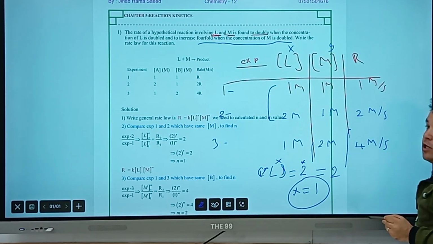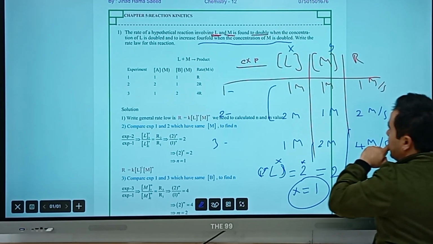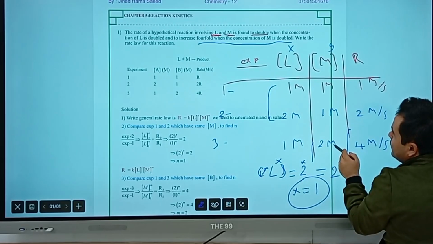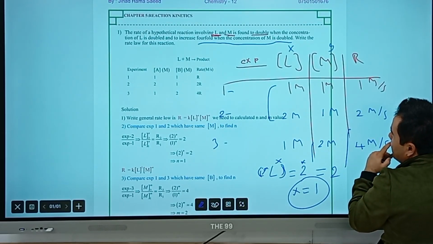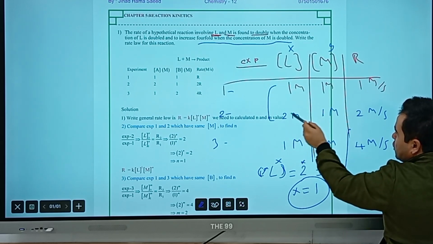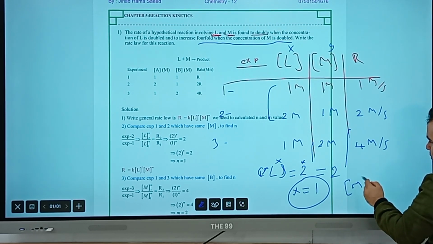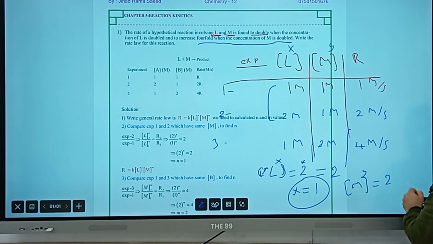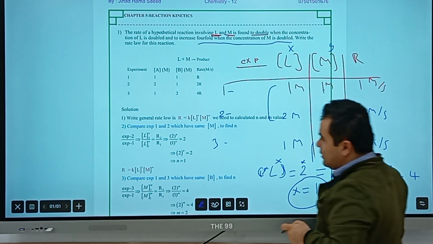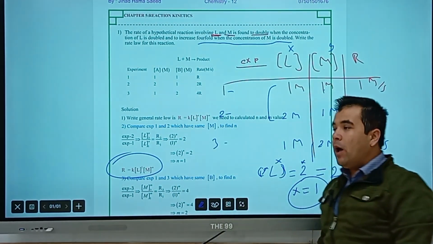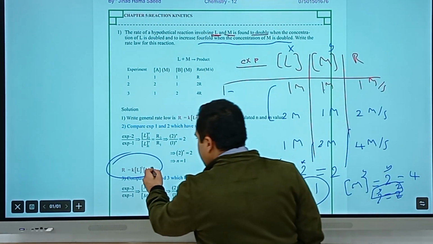The power of L is what? It is 1. And for the power of M, we have to choose two experiments where M changes but L is unchanged, the first and the third. 2 divided by 1 for M to the power of y equals 2, and R is 4 divided by 1, which is 4. So 2 to the power of y equals 2 to the power of 2. y is equal to 2. And then write the rate law as what? R is equal to L to the power of 1, M to the power of 2.